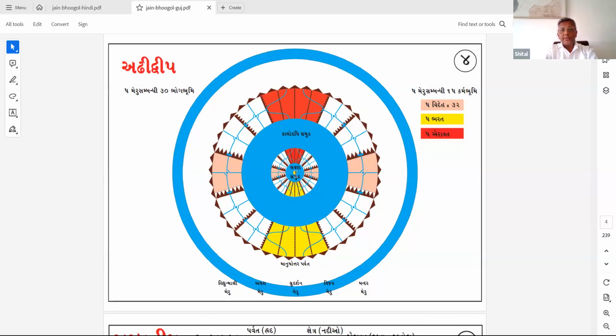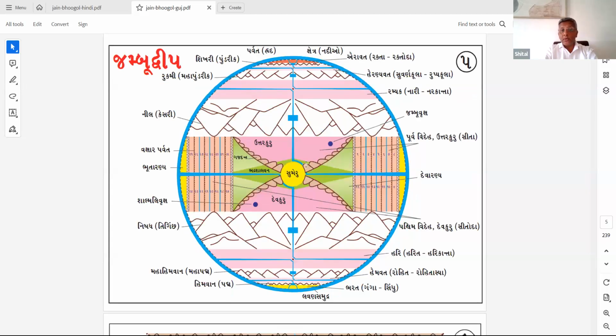All Merus have their own Bharat Kshetra, their own Airavat Kshetra, and their own Videh Kshetra. This is Sumeru, or Sudarshan Meru. It has its own Bharat Kshetra, which you will see in yellow in the south. You will see the Airavat Kshetra in the north, in the red here. And this Meru has its own Videh Kshetra on the east side and on the west side.